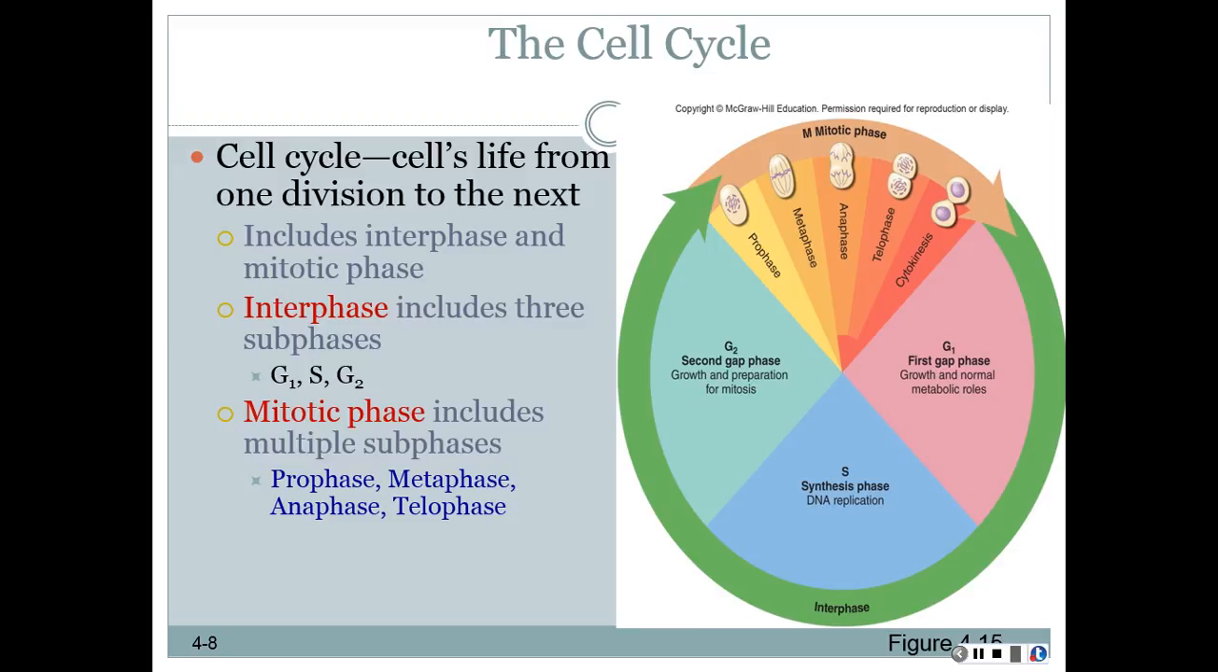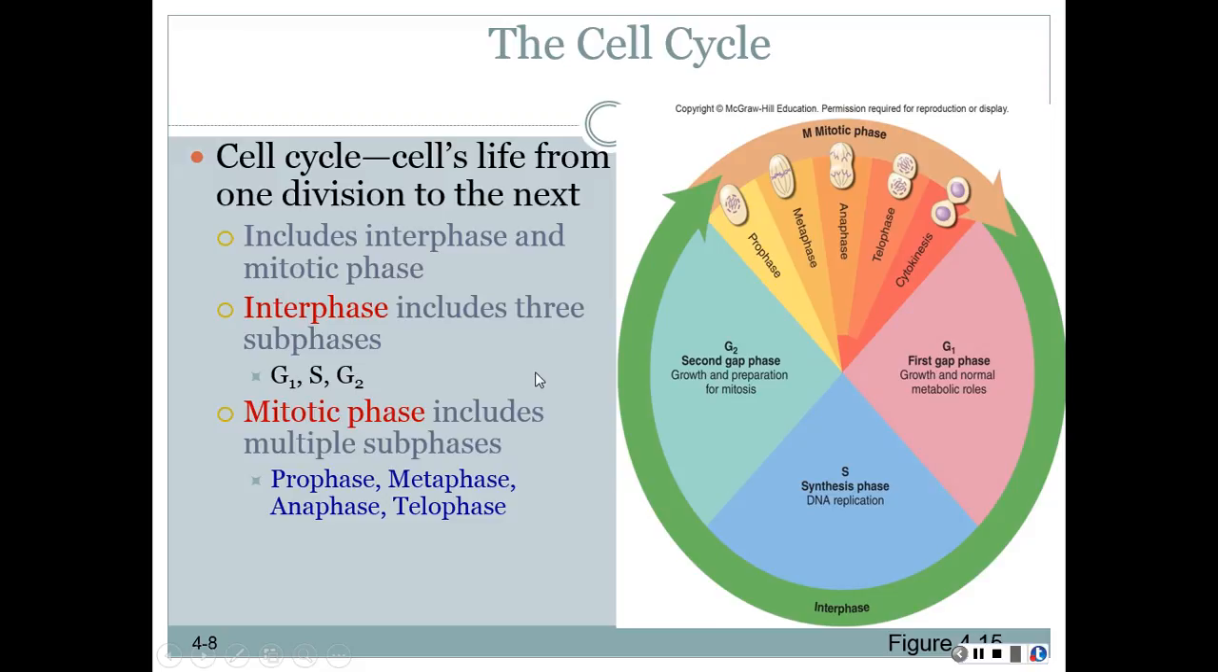It has our G1, our S. G1 is first gap phase. S is synthesis phase. G2, which is second gap, and then we have our M, which is the mitotic phase.